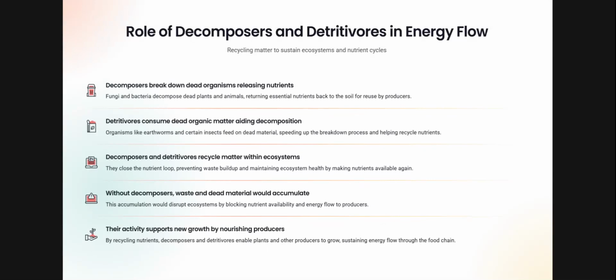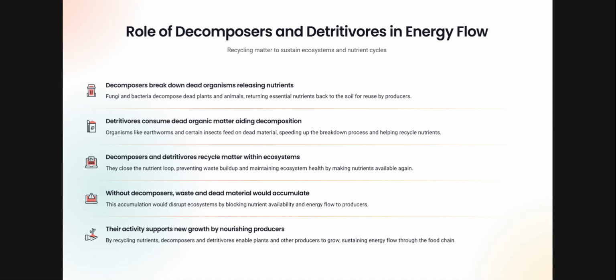Okay, so decomposers, or detritivores, play a really important role in maintaining the balance of the ecosystem. They recycle matter and sustain nutrient cycles. They're kind of the unsung heroes that ensure energy continues to flow within food webs by breaking down organic material.